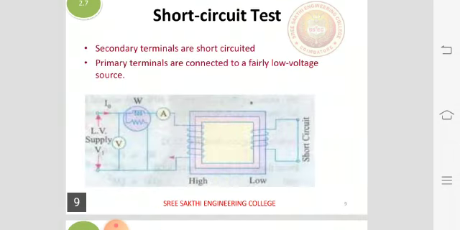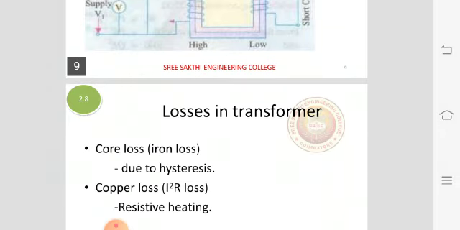Next one is the short circuit test. Secondary terminals are short circuited. Second, the primary terminals are connected to a fairly low voltage source. In open circuit test, the load is open circuited. We are not connecting any load at the secondary, whereas in short circuit test the secondary of the transformer is short circuited. Same thing, we calculate the power by using a wattmeter, the ammeter is used for calculating current, and the voltmeter for voltage.